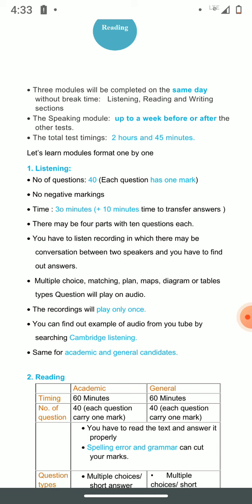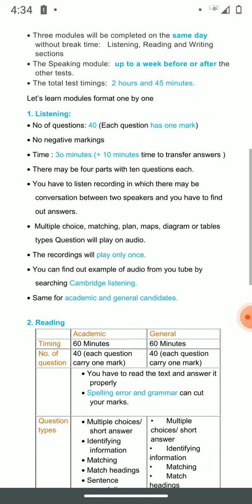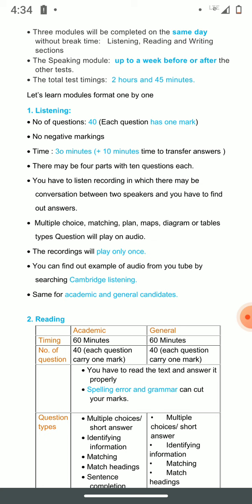You have to listen to a recording in which there may be a conversation between 2 speakers and you have to find the answers. Means when you listen to the audio, 2 speakers are conversing with each other, and during the conversation they will give some hints regarding your answers. So you have to catch your answer. The question types may be multiple choice, matching, plans, maps, diagram or table. They will play the audio, and the recording will play only once, so you must listen very carefully.